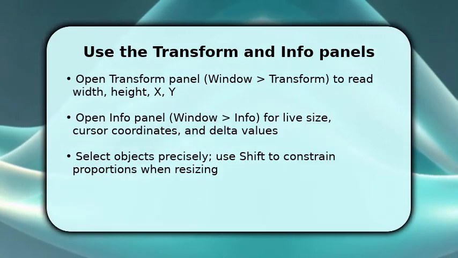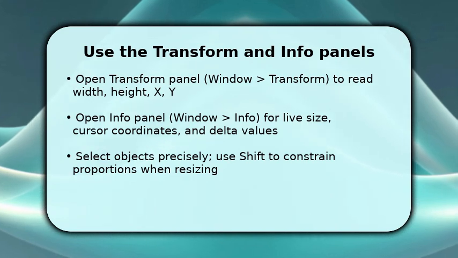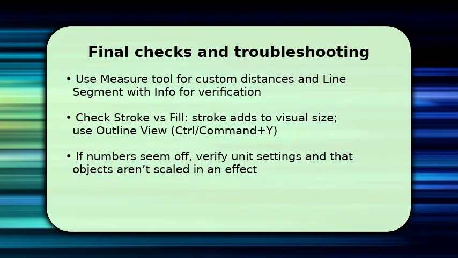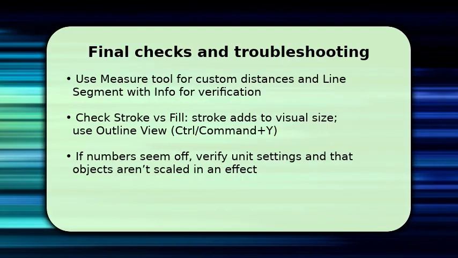To finish, measure custom distances with the Measure tool or draw a line segment and watch the Info panel for exact length. This verifies what Transform shows. Remember, strokes can add visual size, so toggle Outline View with Ctrl or Command +Y to see true vector paths.